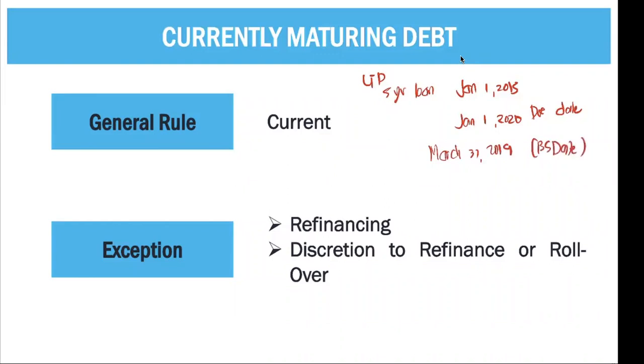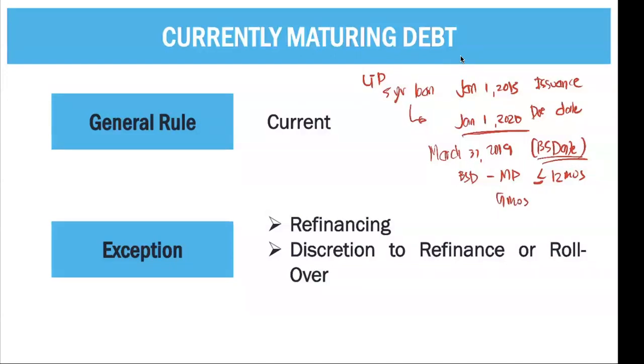Okay? So we have a long-term debt, 5-year loan. January 1, 2015 is the date of the issuance. Since it is a 5-year loan, the due date therefore is January 1, 2020. And now it is March 31, 2019, the balance sheet date. From March 31, 2019, the balance sheet date, up to your maturity date, how many months? That is less than 12 months only. April, May, June, July, August, September, October, November, December. So 9 months.